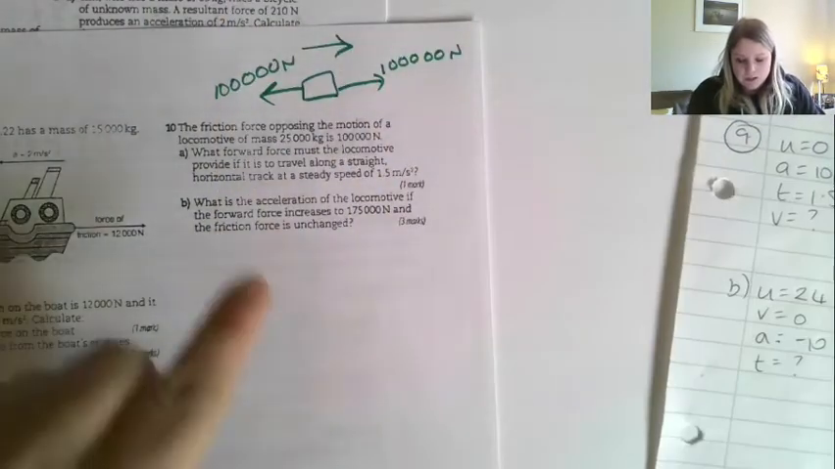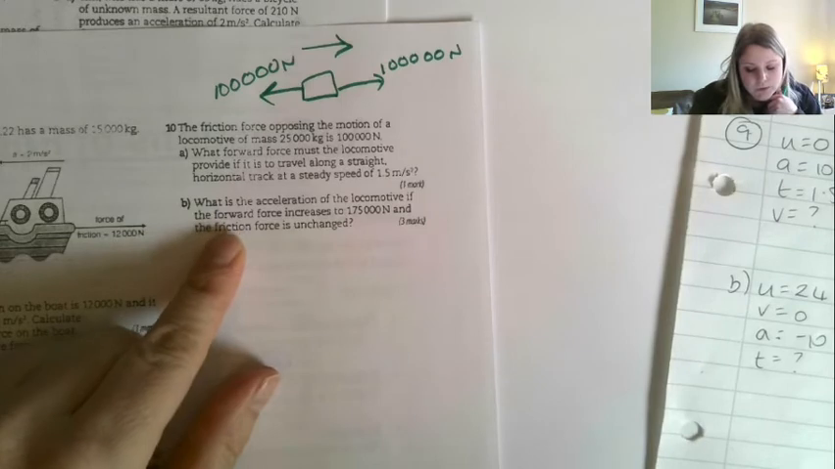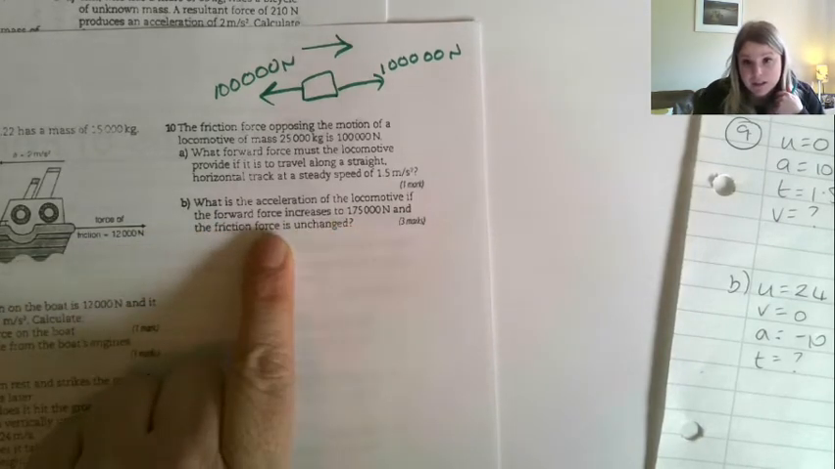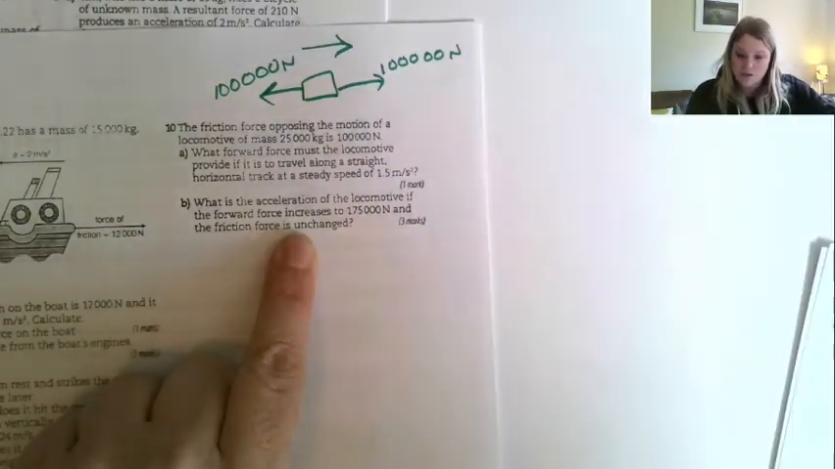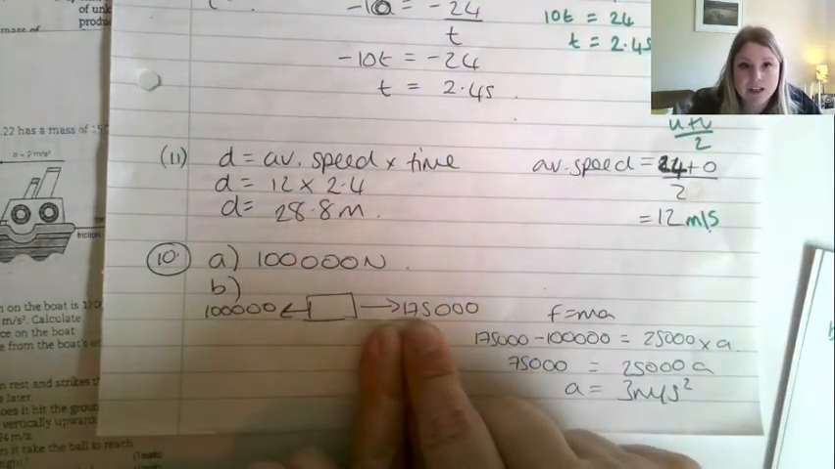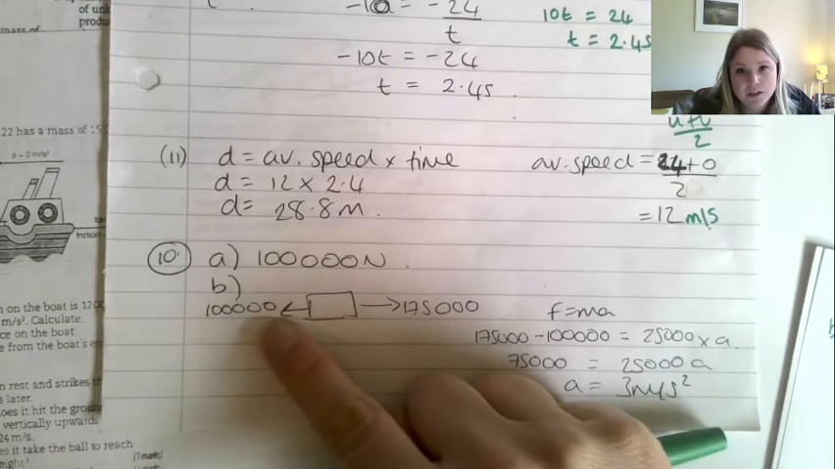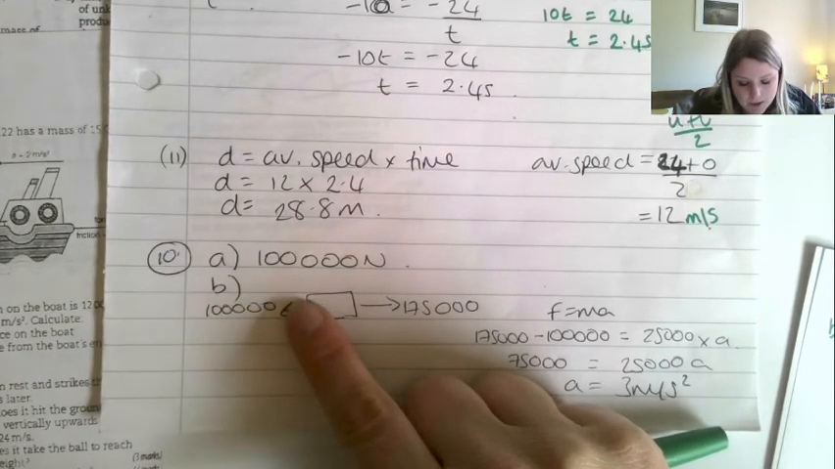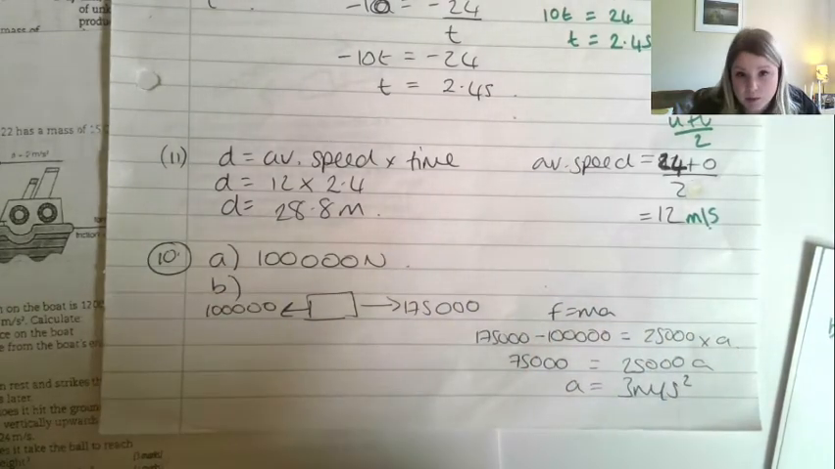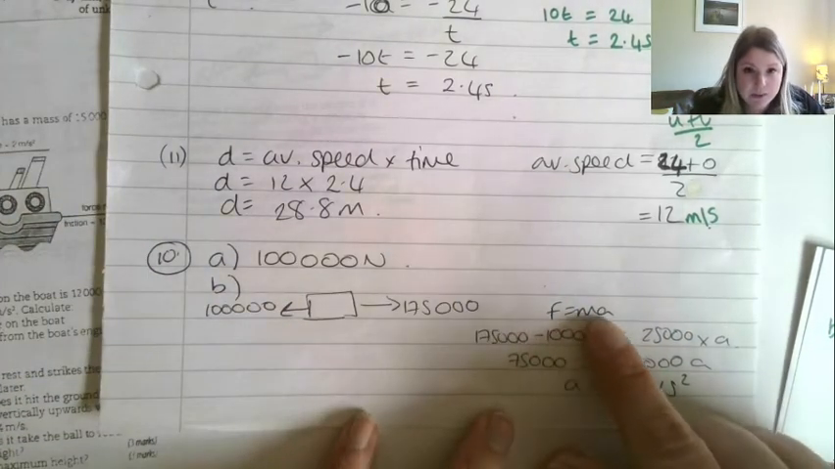B. What is the acceleration of the locomotive if the forward force increases to 175,000 and the friction force is unchanged? So here's my wee diagram. Forward force is now 175,000. Frictional force is 100,000. So you can either do it all in one go like I have done here, or you can work out the resultant force separately. So we're going to be using F equals ma.